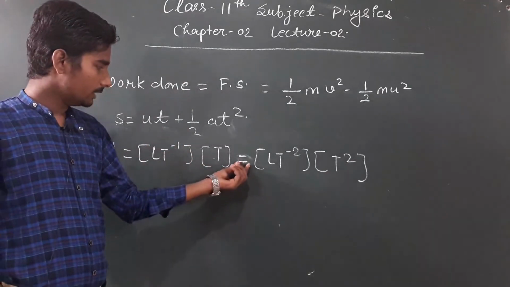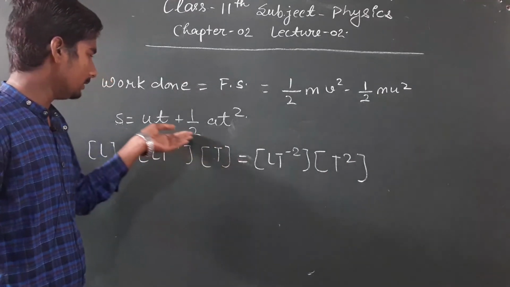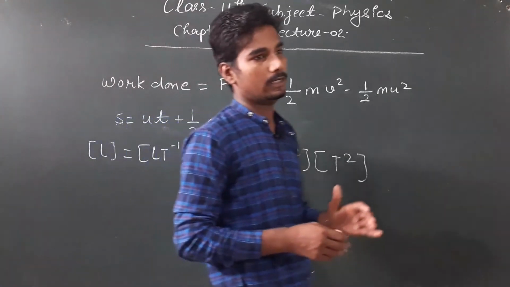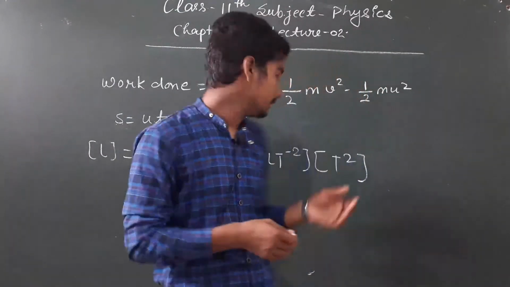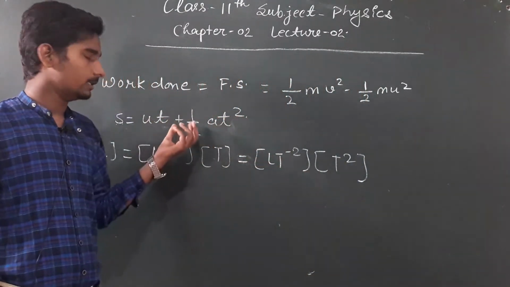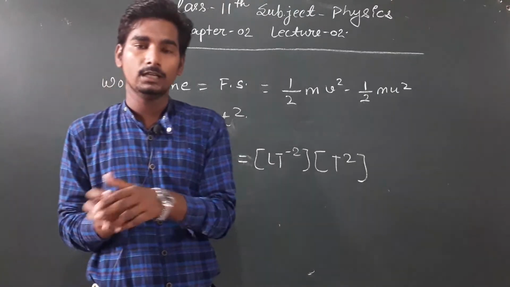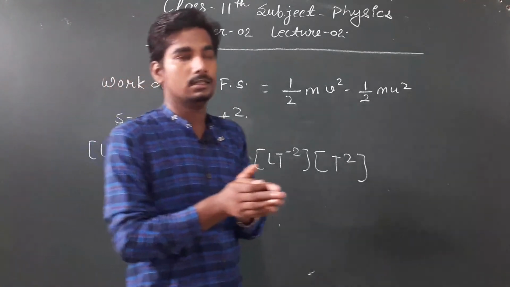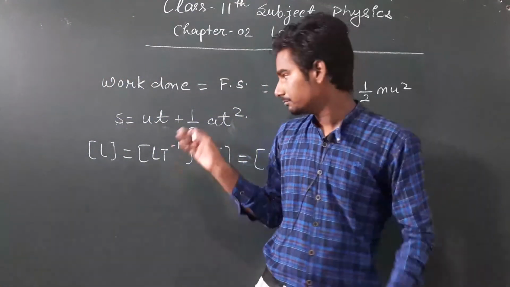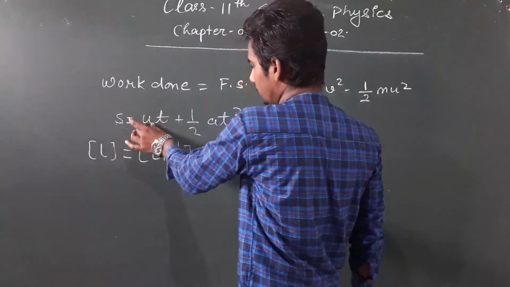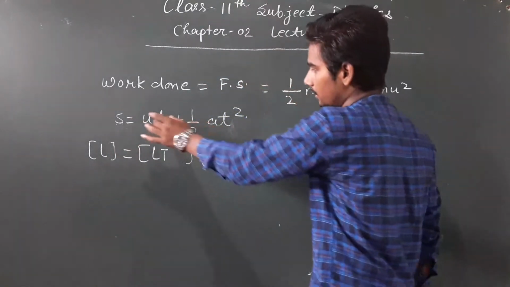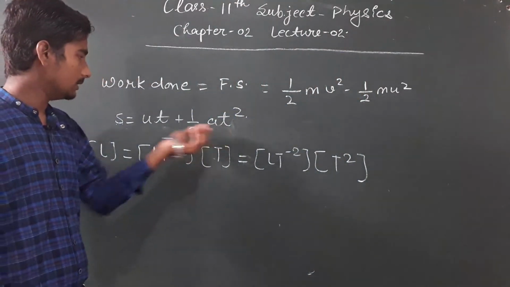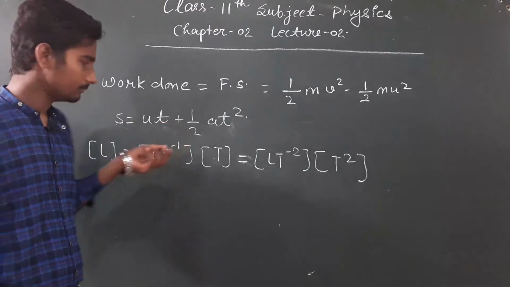Why did we put the equal sign here? Because we know that if two quantities are added or subtracted with each other, then both of them must have the equal dimensional formula, unless they are being divided or multiplied. What does it mean? That if ut is joined with half at square, then ut and half at square must have the same dimensional formula, otherwise they won't be joined to each other.